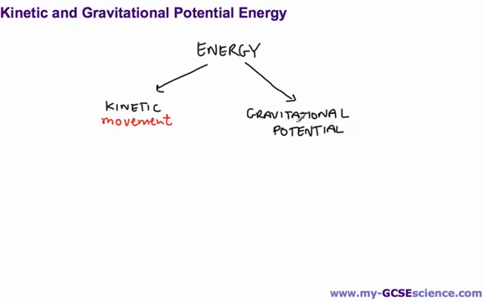its position in a gravitational field. That's just a slightly long way of saying the energy something has because of its position above the ground. So something high up will have more potential or gravitational potential energy than something lower down nearer to the ground.